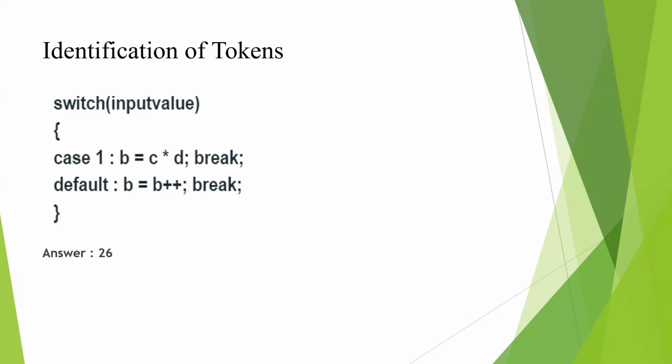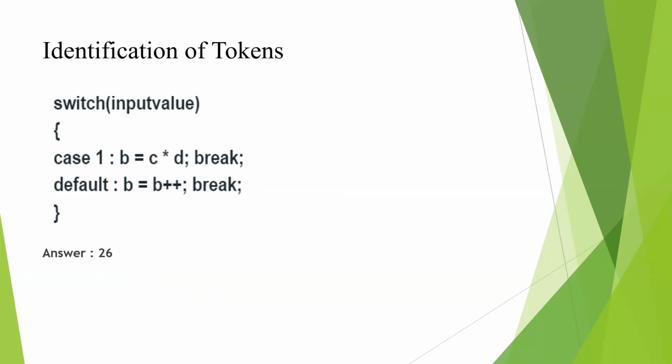So here the plus plus operator will be counted as one token. Switch is one token. The opening bracket is another token. Input value is another token. The closing round bracket is another token. The opening curly bracket is another token. So likewise, we can count the number of tokens.